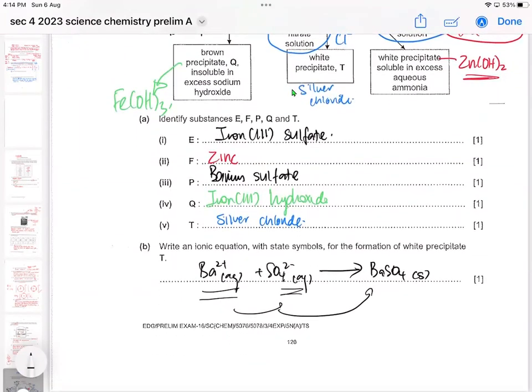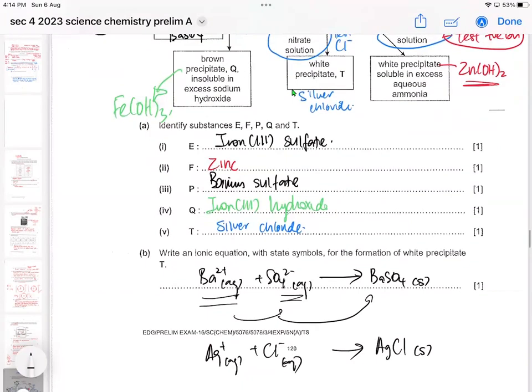Just like T, for example. Oh, sorry, T is silver chloride. Oh, I did the wrong one. So let's say if it's T, the ppt is silver chloride. Same thing, the solid, where does it come from? It comes from silver and it comes from chloride. And the two of them will be aq, aq.